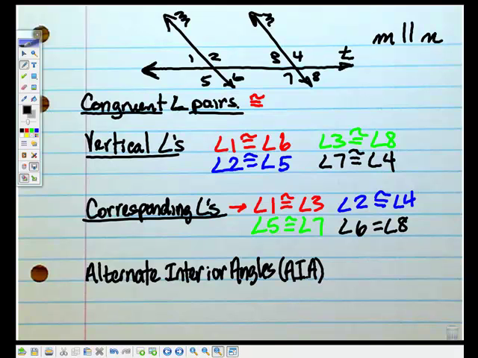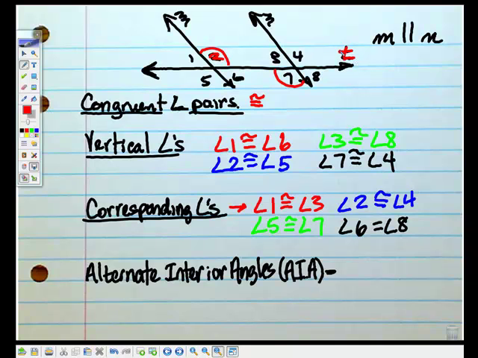Alternate is going to refer to that we are going to switch sides of the transversal. So if one angle is on top, the other angle would be below. So do you see an angle below the transversal that would be the same size as angle 2? And the one I would want you to pick out right now is angle 7. They are on switching sides of the transversal.